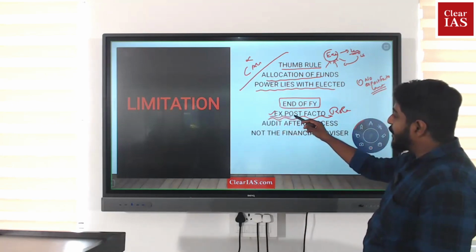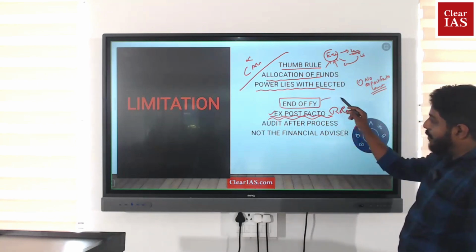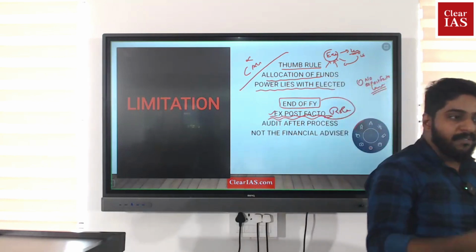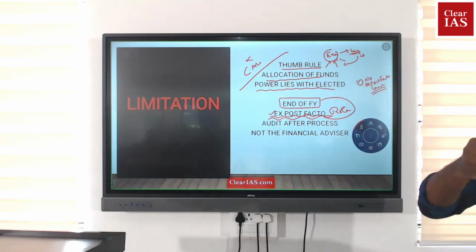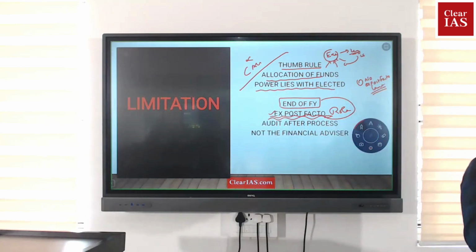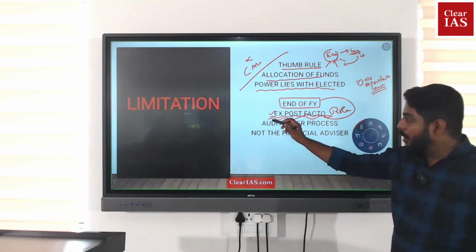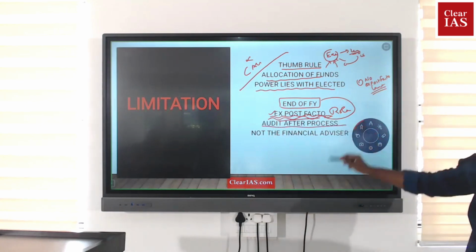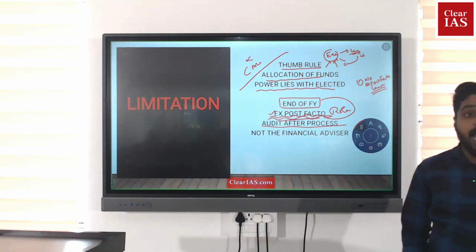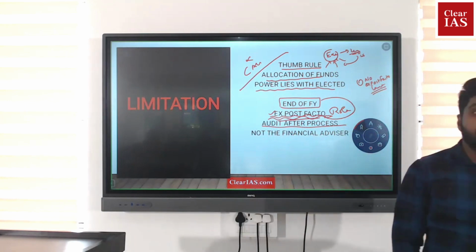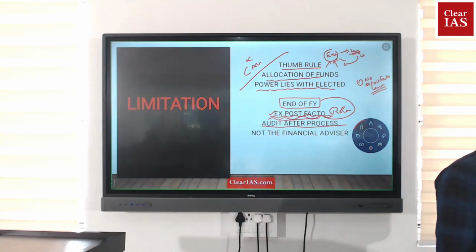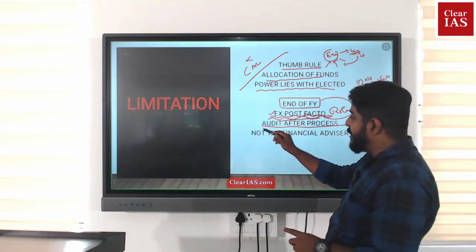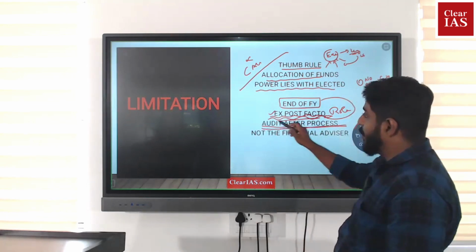Now, an ex post facto role means this role will start only once the process is over, which means you have got the money allocated, you have done all the expenditure. Only after that will the role of this person come. That is, he will audit the accounts of the central government as well as the state government. Understand? And this is in fact the function of the Comptroller and Auditor General.